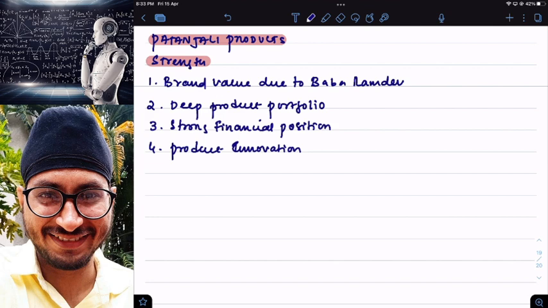These are four examples of strength of Patanjali. Number one, it has brand value. Then it has a lot of products, more than its competitors. Then its financial position is very strong, and its products are also innovative, herbal products. Now, along with strength, Patanjali may also have weakness, right? Now let us see what is the weakness of Patanjali.